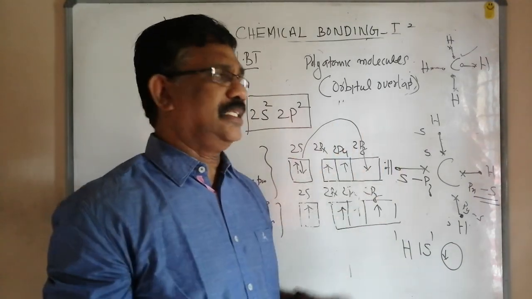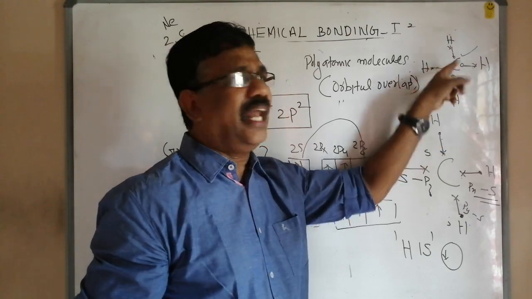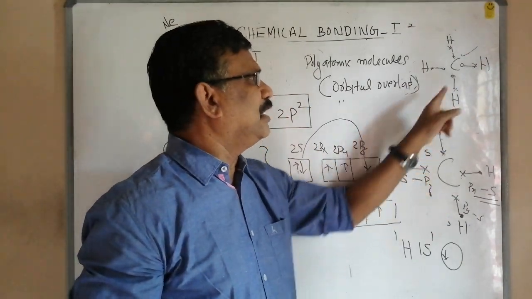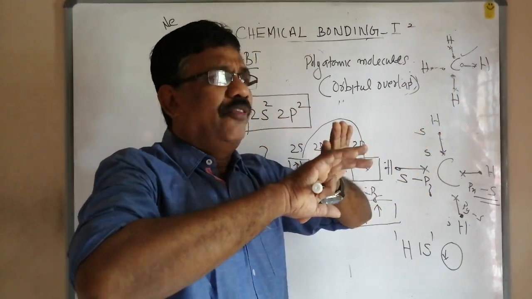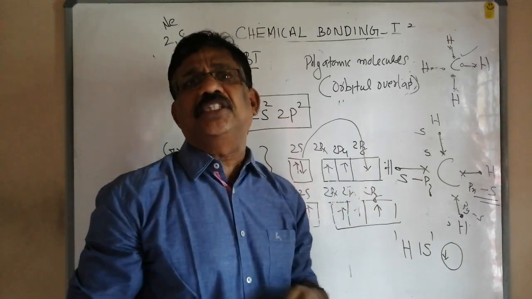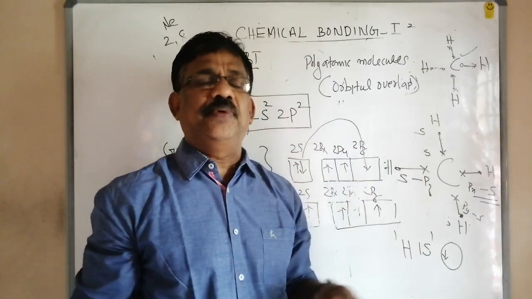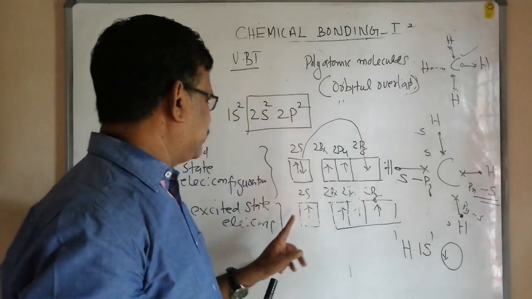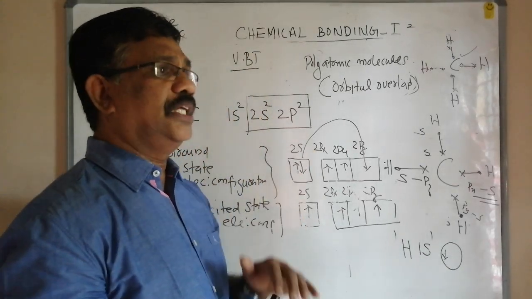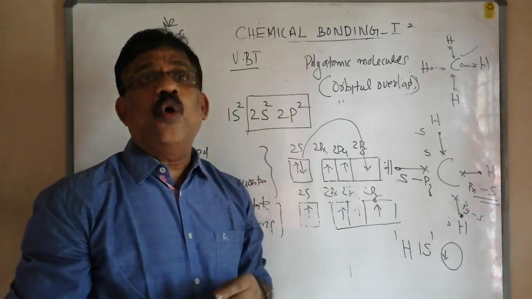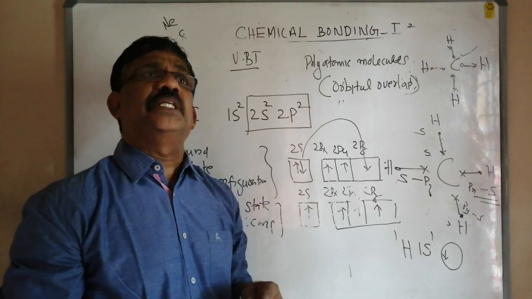So in order to explain this, all valence orbitals, carbon carrying 4 electrons, and these 4 orbitals carry equal energy and are identical in shape. So what happens after excitation? After excitation, there is no direct overlap between atomic orbitals.